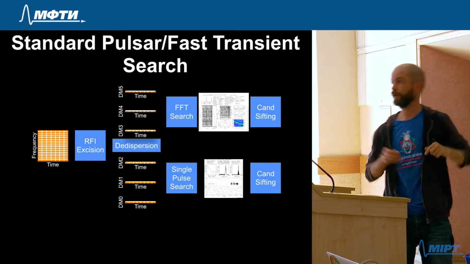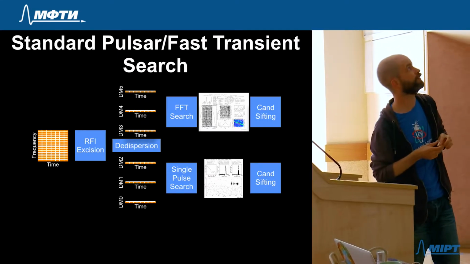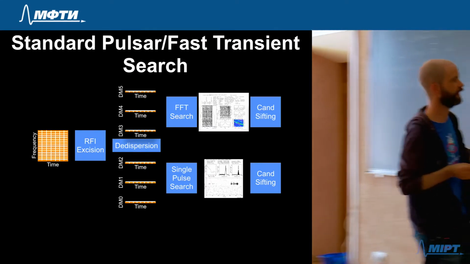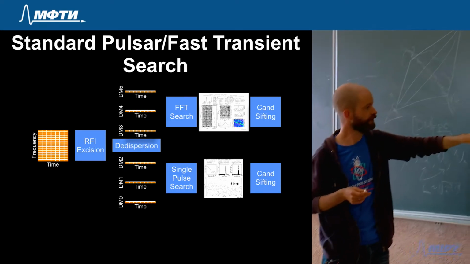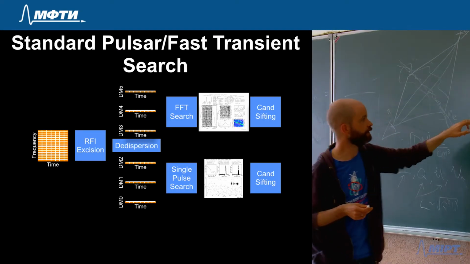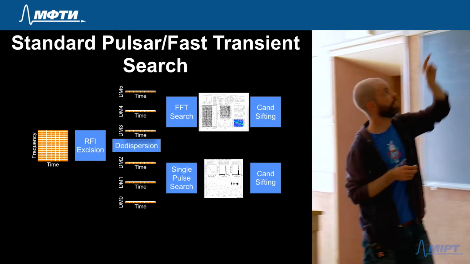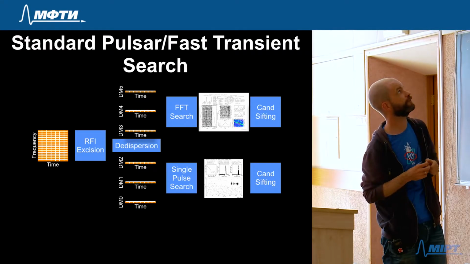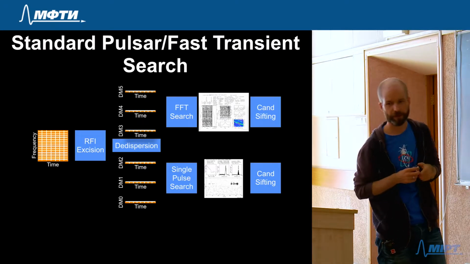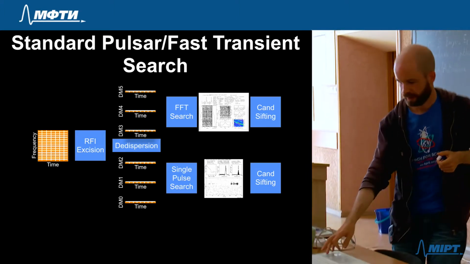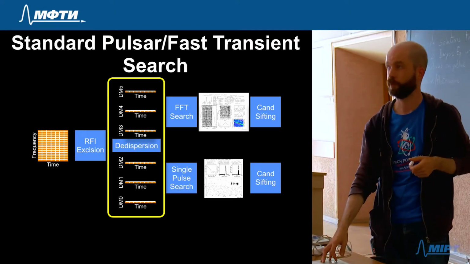And then the first thing we do is RFI excision, which we discussed already. And unfortunately, most RFI, radio frequency interference, is confined in time and in frequency. And then what we need to do is correct for this dispersive delay. So we have to deal with the fact that the signal is dispersed across a broad band.